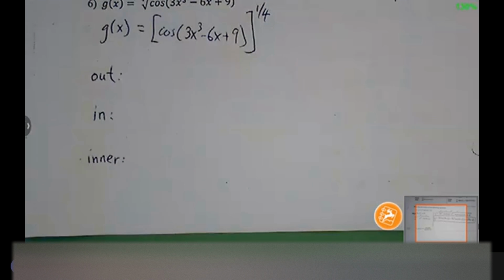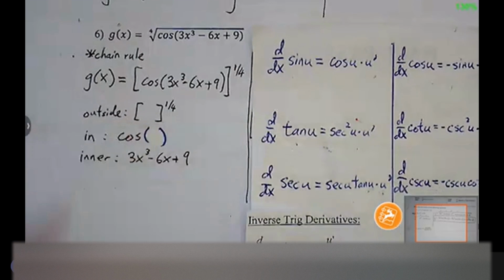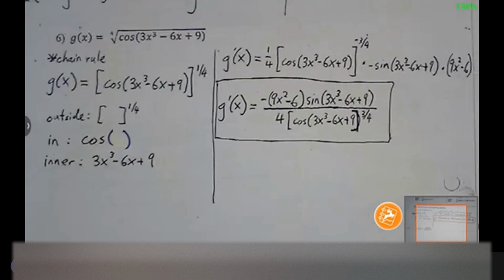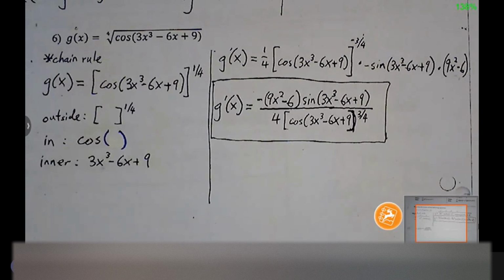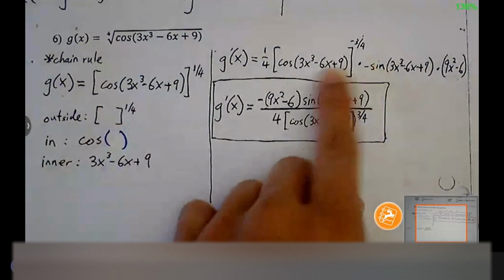We have the outside portion being the bracket to the 1/4. The inside is the cosine, and then the inner is that expression 3x cubed minus 6x plus 9. We take turns with each derivative and put them outside of each other. So first up, 1/4 bracket to the -3/4.